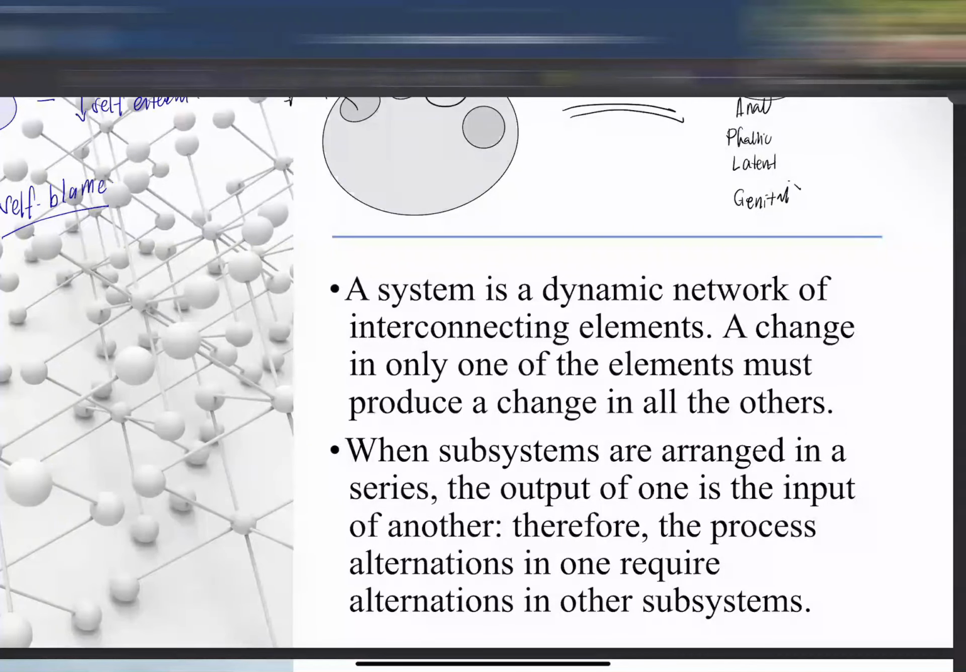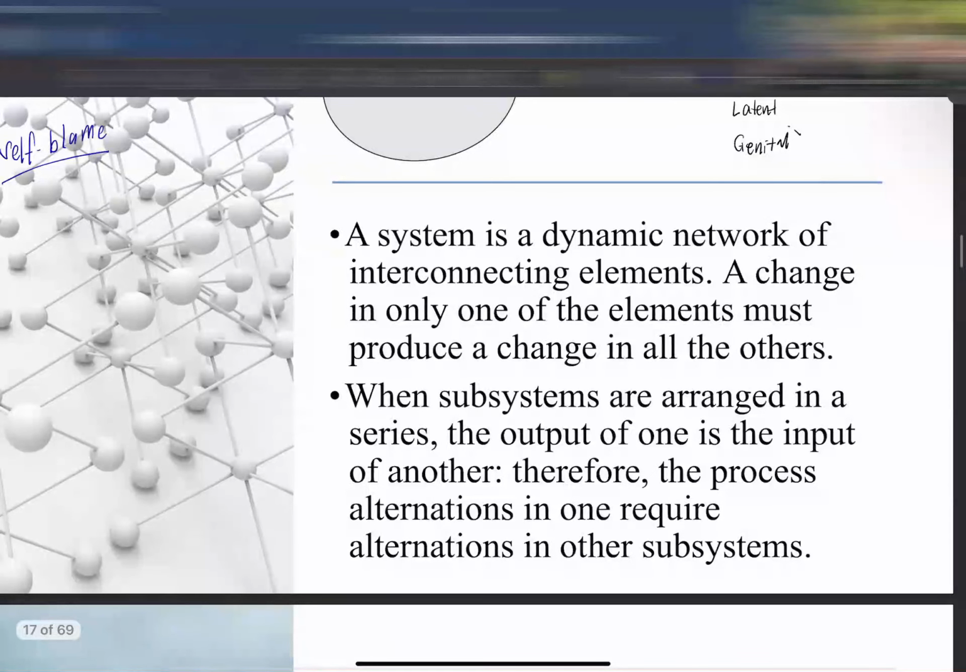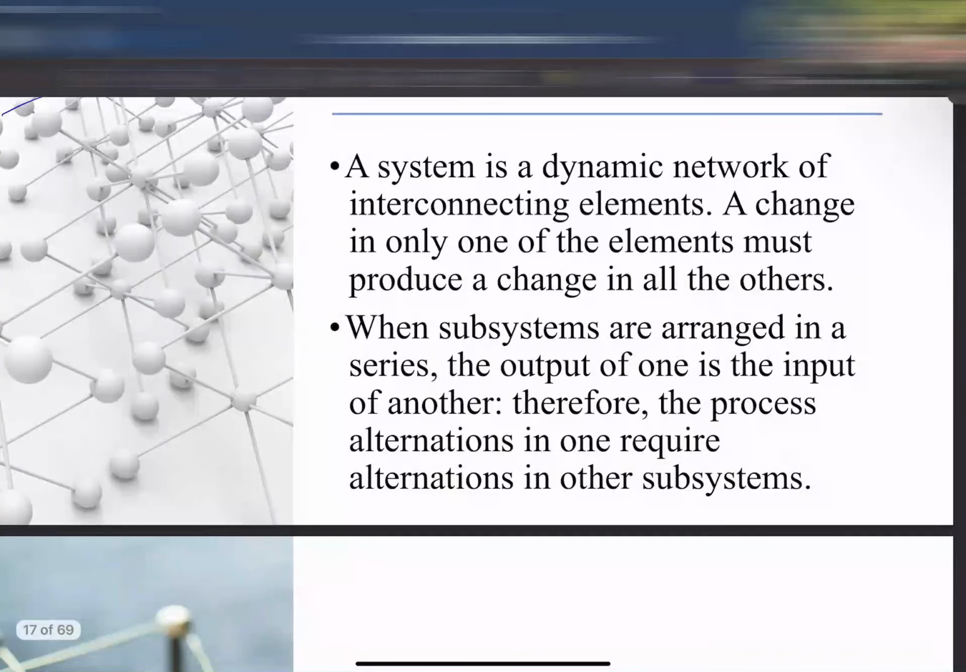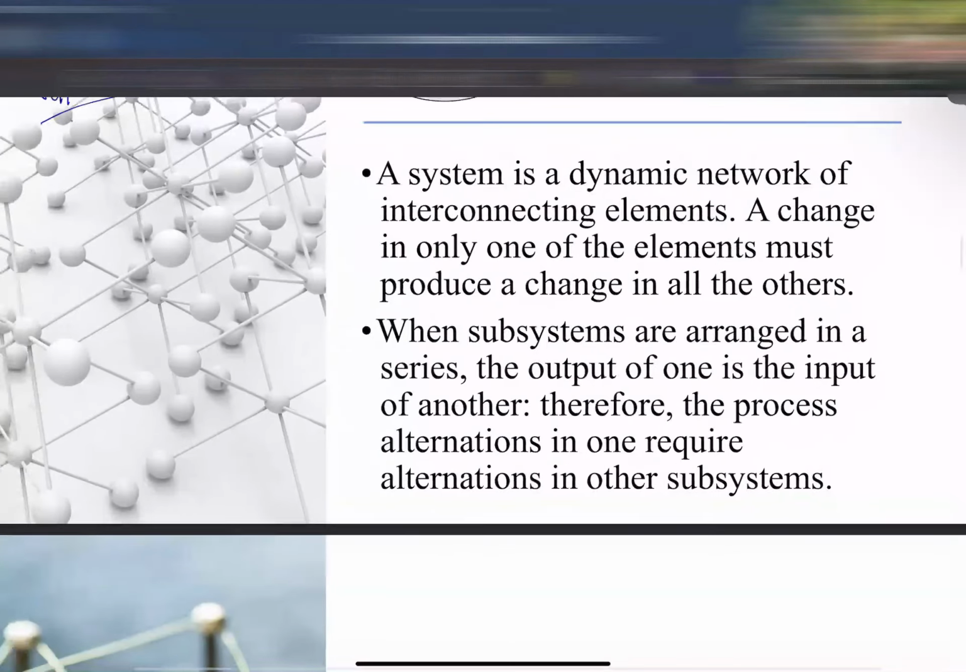So there are a lot of things happening on an individual as a system. Then class as a system is a dynamic network of interconnecting elements. A change in one element must produce a change in all others. Just like you, when you had your transition from high school to college, di ba it's another school? You need to adjust. You need to follow another set of rules. You need to follow different sets of uniforms. Right? So there are adjustments. And plus, when subsystems are arranged in a series, the output of one is the input of another. Therefore, class, the process alterations in one require alterations in other subsystems.